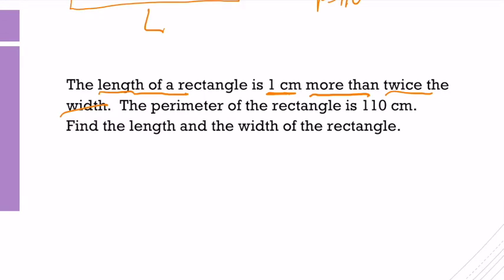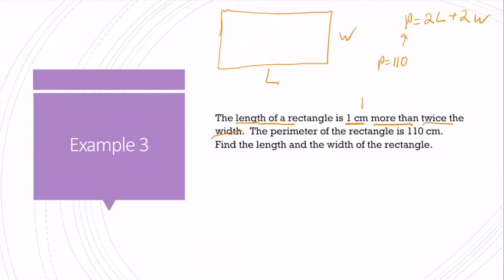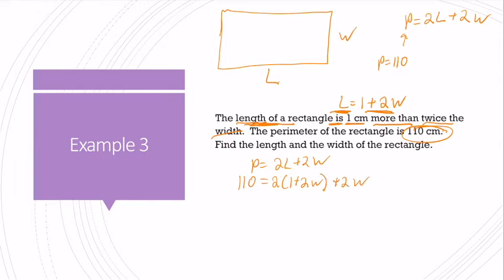So 1 more than means we're going to add to twice the width. That's what my length equals. The length is 1 centimeter more than twice the width. So if I have this equation for perimeter and I'm trying to solve it, well, I was already told my perimeter, so I'm going to substitute that in. Now, I want this to be in one variable. Luckily, I know L defined by W, so I'm going to substitute that in. Instead of having 2 times L, I have 2 times 1 plus 2W, plus my original 2W for the width.